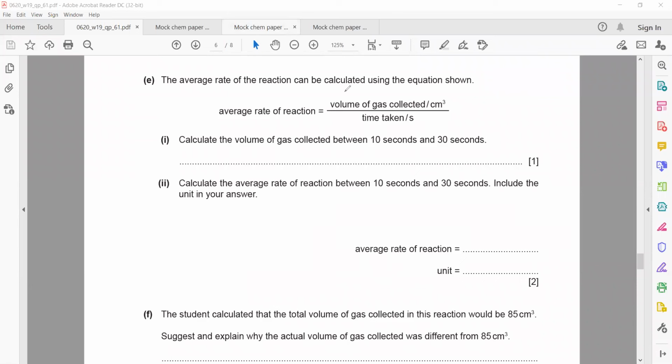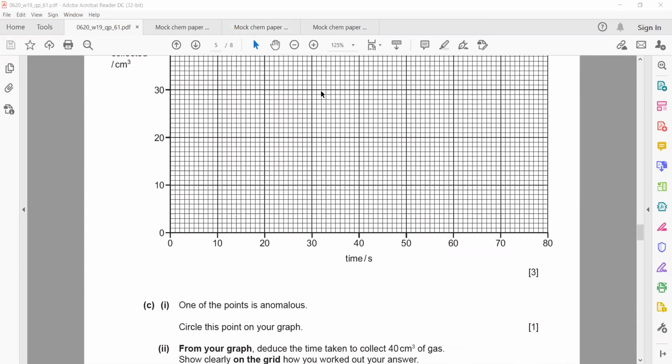Average rate of a reaction can be calculated using the equation volume of gas divided by time. So calculate the volume of gas collected between 10 seconds and 30 seconds, and then calculate the rate. From 10 seconds to 30 seconds, the time interval will be 20, and now how to work out the volume of the gas from 10 to 30.